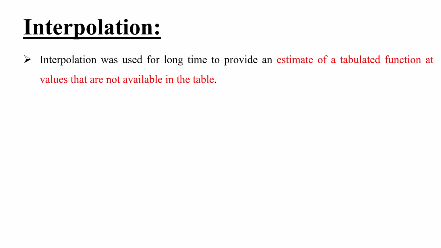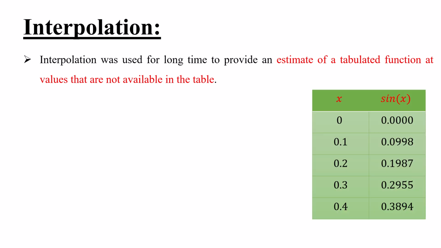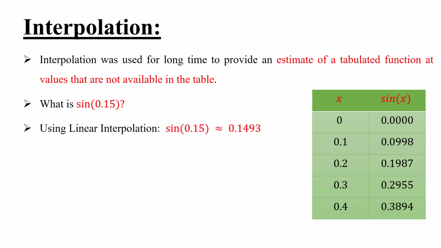Let's quickly look at the motivation behind interpolation. For example, if you have a data set and you want to find some point that is not available in your data set, how do you do that? For example, if you want to find sine of 0.15 and the table doesn't show it, in that case we use interpolation to do that. The true value and the interpolated value are almost the same. This is the main idea behind the interpolation technique.